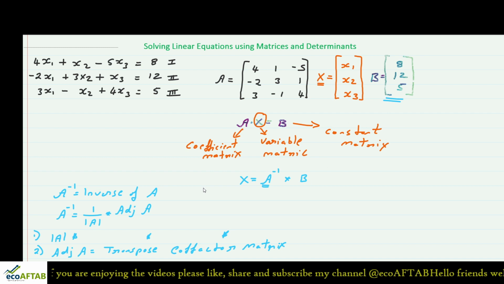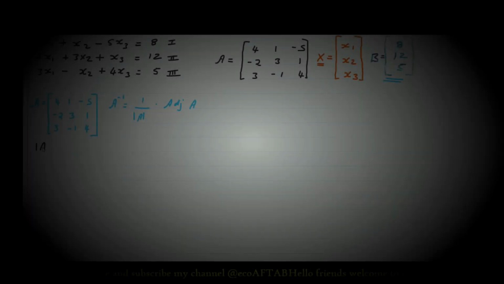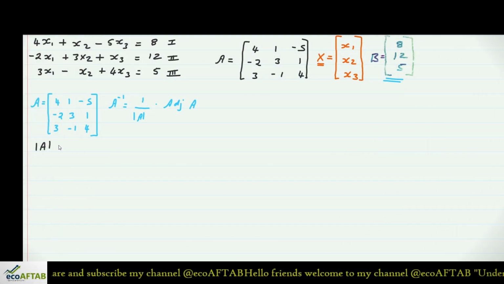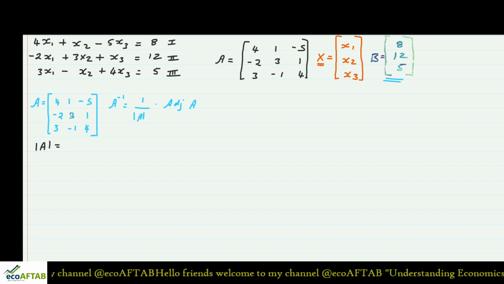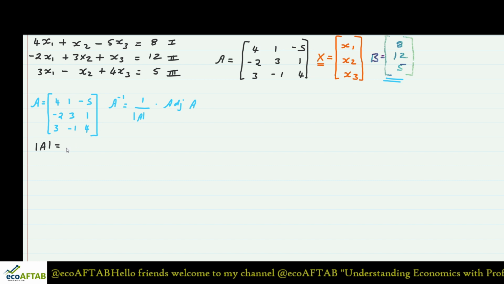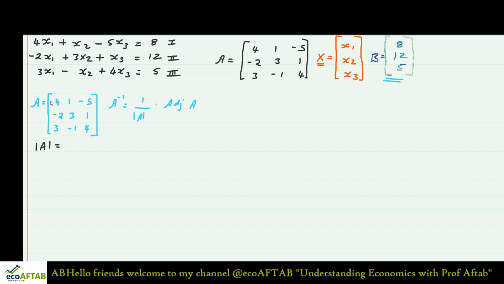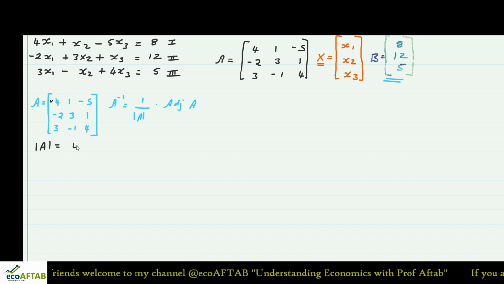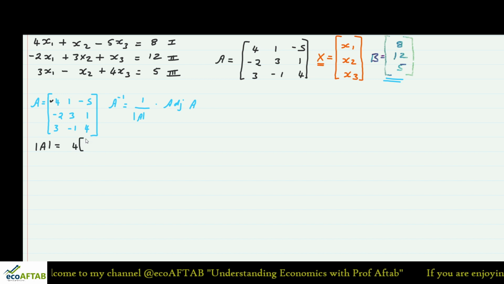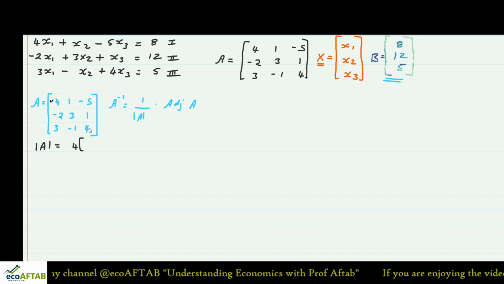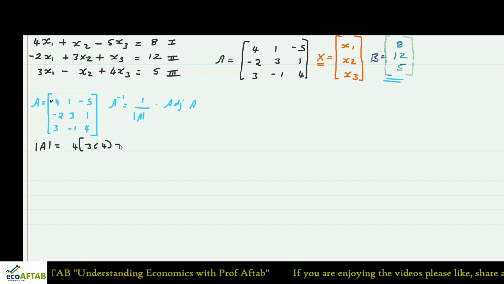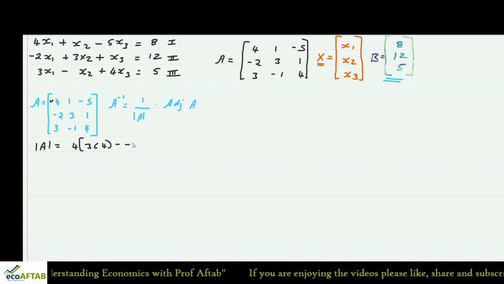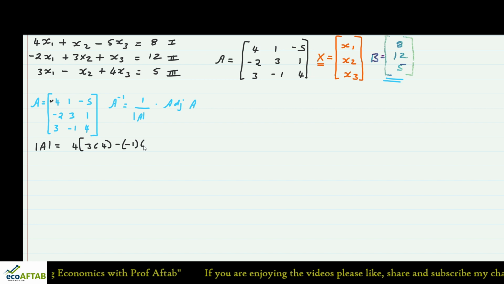So this is what we are going to do now. Now we will find the determinant of A. As you know, we can find the determinant of A by taking the elements of the first row and the minor of that particular element. So here we will take the first element 4 and find its minor. So 3 multiplied by 4 minus 1 into 1.